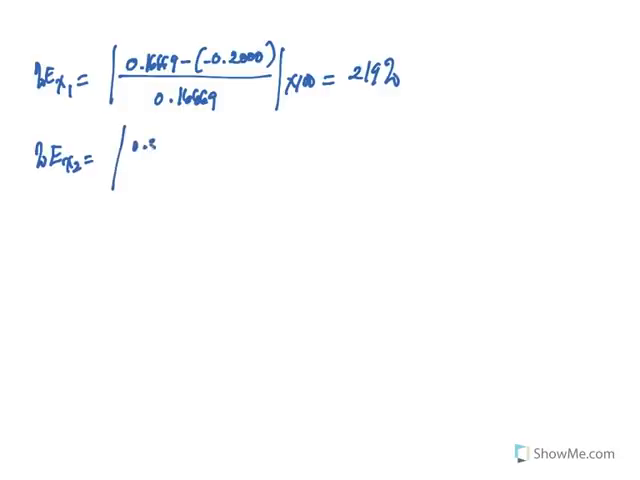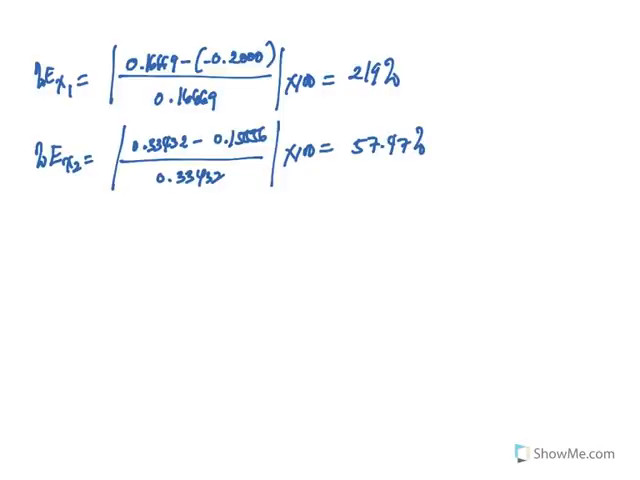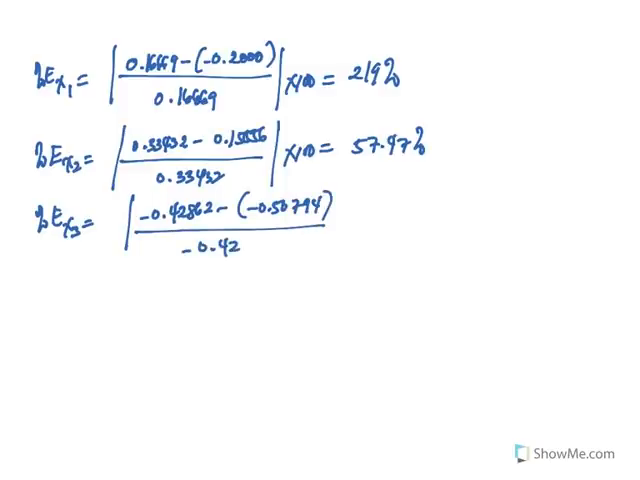For x2, you have 0.33432 minus 0.15556 all over 0.33432. That's an error of 57.47%. And then for x3, you have absolute value of negative 0.42862 minus negative 0.50794 all over negative 0.42862 times 100, so you get 18.56% error. So again, our target is less than or equal to 10%.